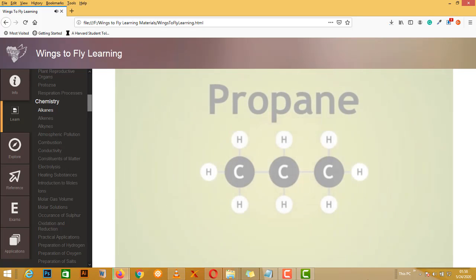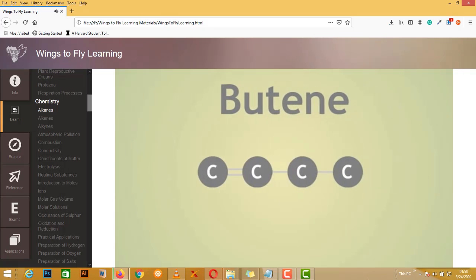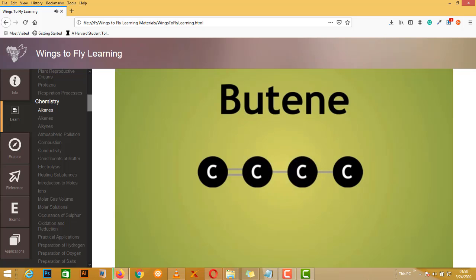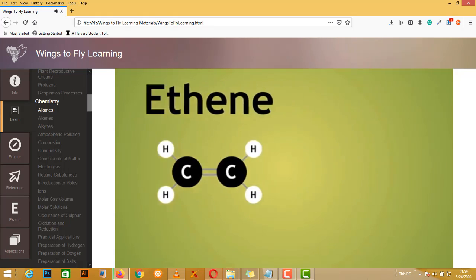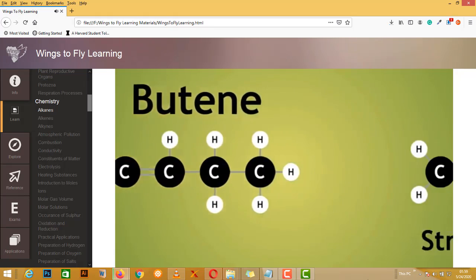Pause the video now and try and complete this structural formula of butene. Here is the completed structure. Did you get it right? Here are the structural formulas of the first 4 alkenes.